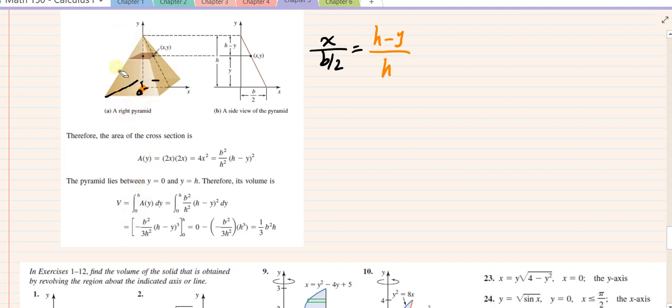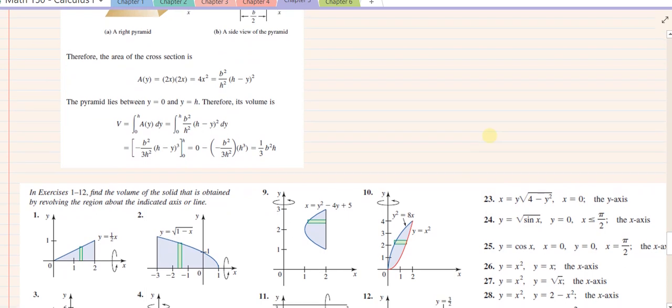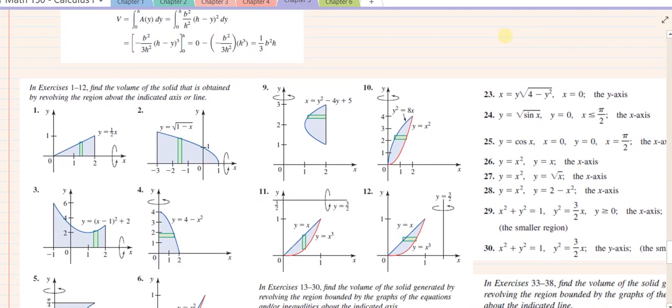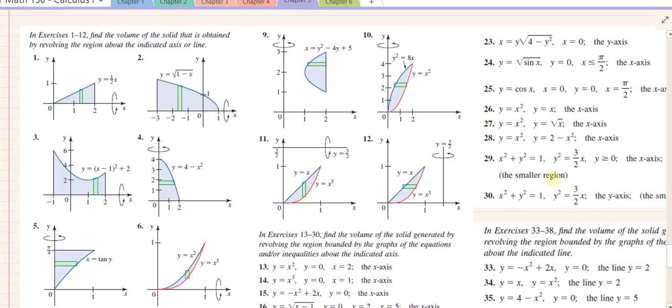Okay, and then once we have that a sub y that it was found up here, right? You just plug it in, and then the integration is the easy part here. All right. So there you have it. Let's take a look at some of these exercises now.